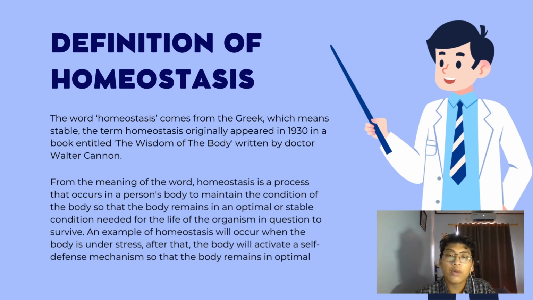An example of homeostasis will occur when the body is under stress. After that, the body will activate a self-defense mechanism so that the body remains in optimal condition.